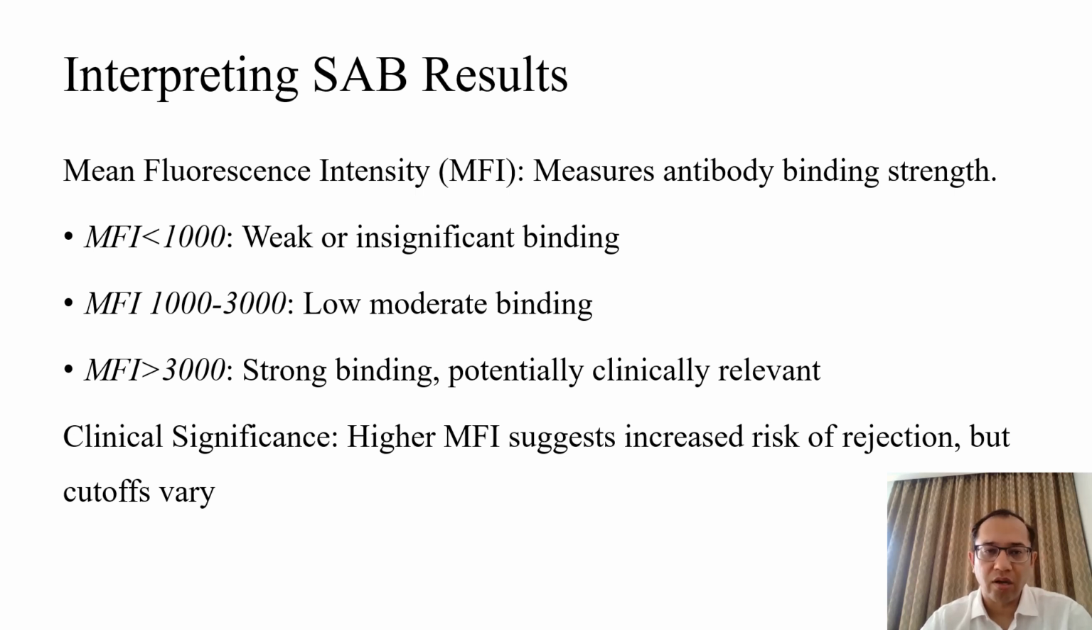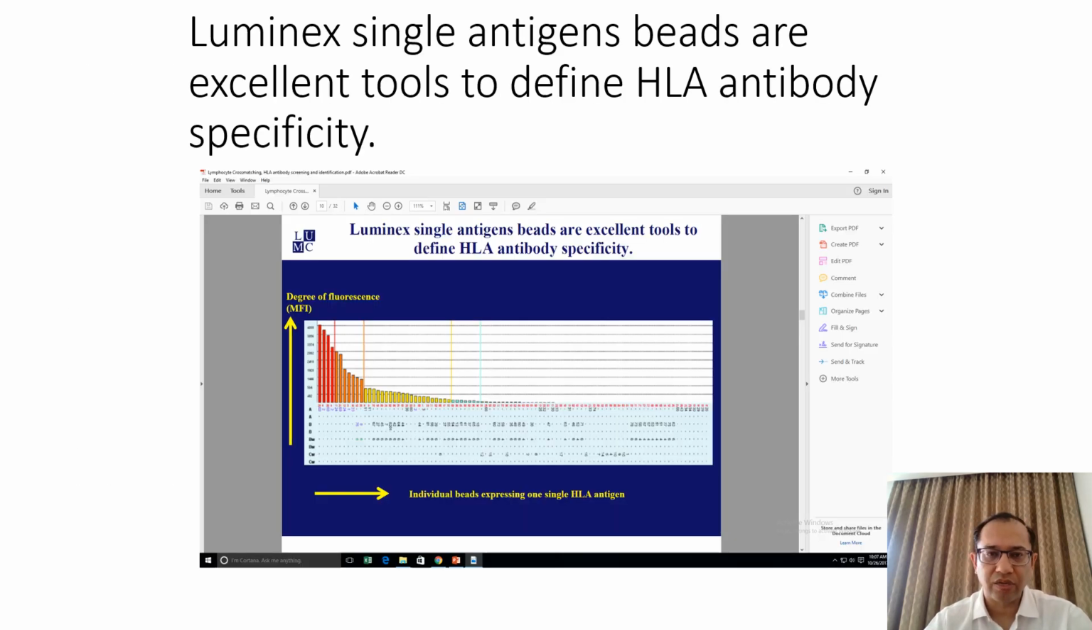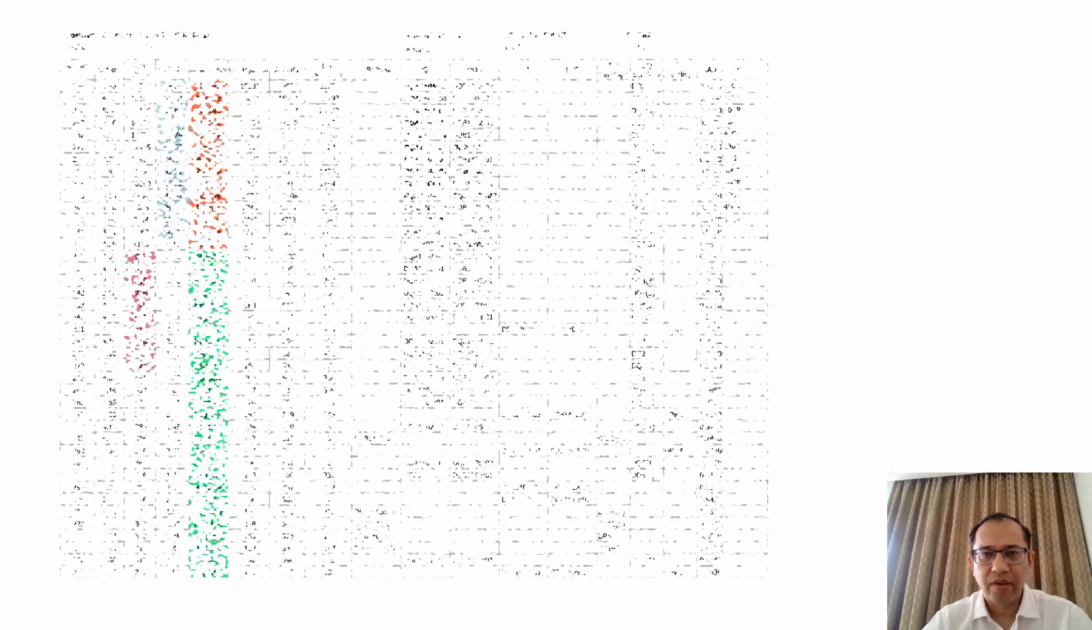So generally we keep an MFI of less than 1000 as negative and more than 1000 as positive. And you can even stratify based on the MFI: 1000 to 3000 can have low to moderate binding, greater than 3000 is a strong binding and can be high MFI values. So this is how the graph looks like. You can see that it is a single antigen bead assay, and the risk stratification is also done. The ones in red are the ones with the high MFI, then the moderate MFI, and then these are the negative ones.